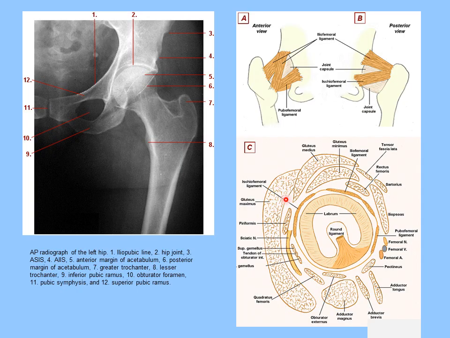Here are the posterior muscles. Here are the anterior muscles. Here is the medial muscles or medial compartment. Of course, anteriorly we have the femoral nerve, femoral artery, femoral vein, just to put things into perspective.